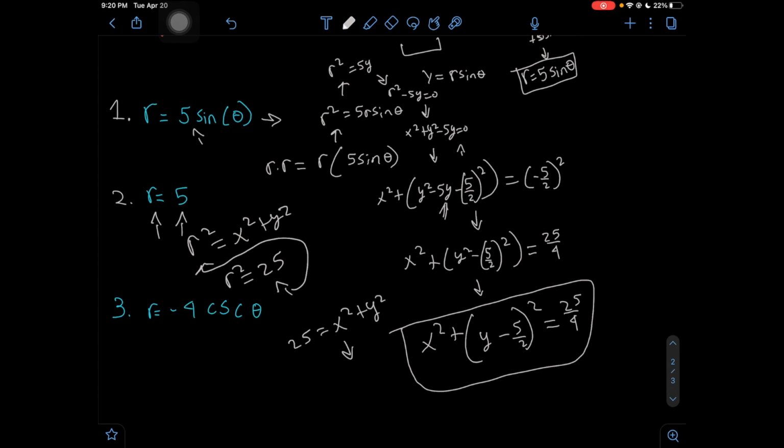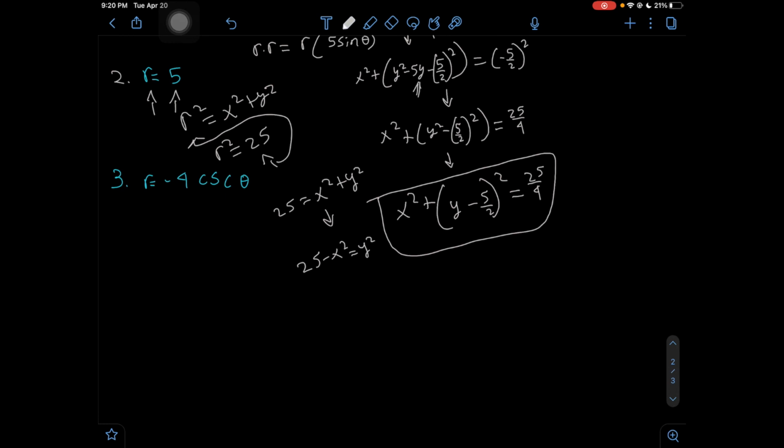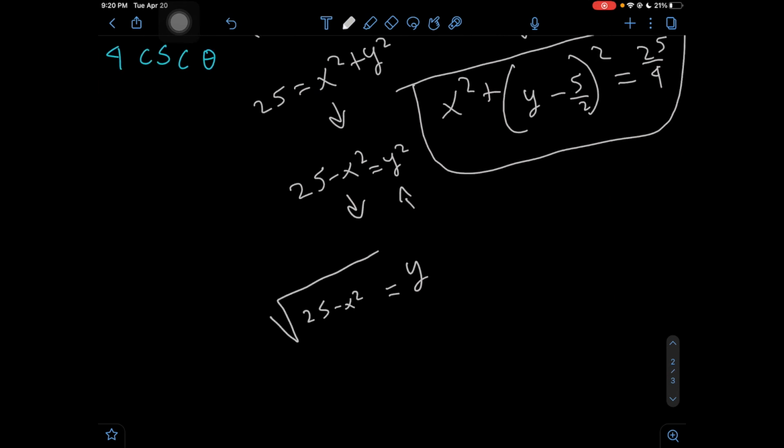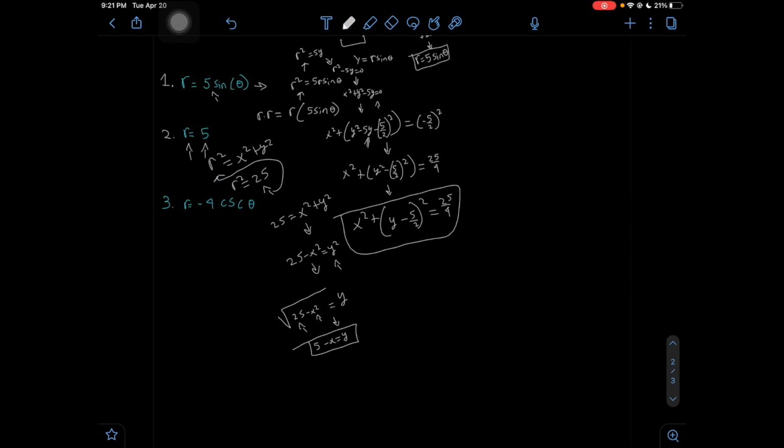Well, we need to isolate y squared. So what we do is 25 minus x squared equals y squared. Now the only thing we have left to do is to take the square root. So we take the square root of both sides, since we need to isolate y. So we have y equals the square root of 25 minus x squared. We know that if we take the square root of 25, we get 5, and we take the square root of x squared, we get x. So 5 minus x equals y, and that is our final answer for number 2.